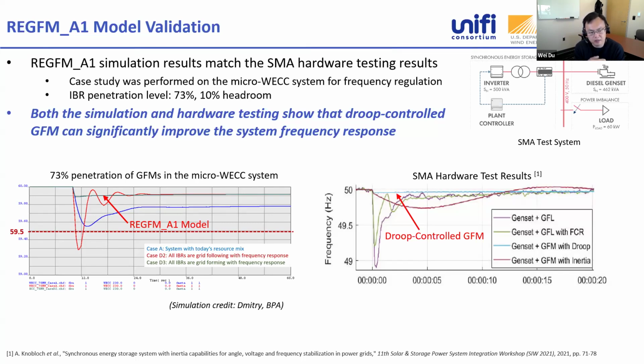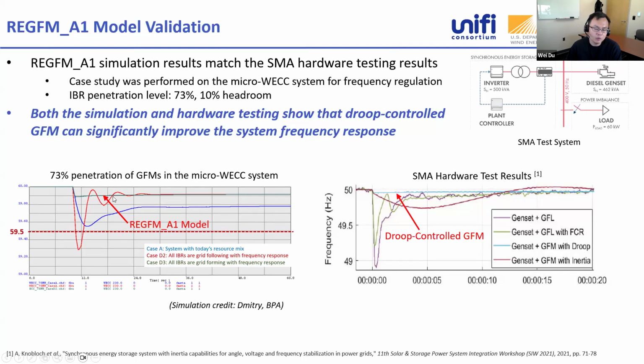He studied how, when we have high penetration of IBRs with some headroom, whether they are grid forming or grid following, they impact the system frequency response. And then he was shocked by this green line, which used the REGFM-A1 model with 73% penetration of grid forming in the micro WECC system, with some headroom. And then he saw the frequency just like this.